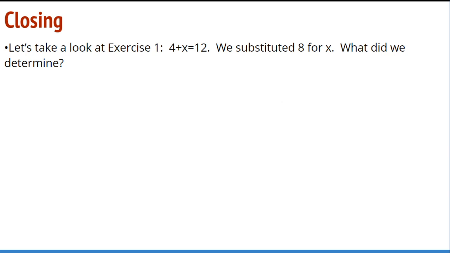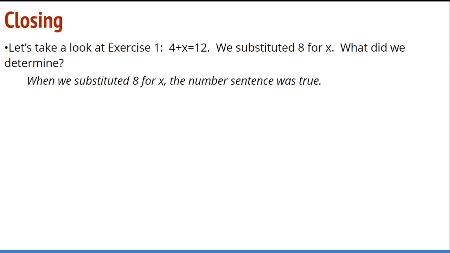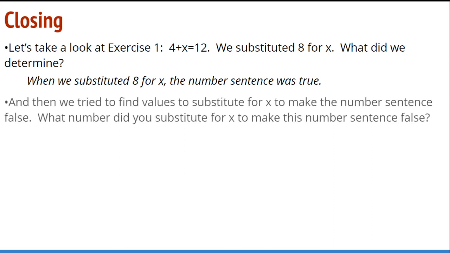But once again, the big idea here is that there was only one number that we could put in to make this true, and that was 8. And of course, a hidden message there is if you have an equal sign, there is usually only one correct answer. Now, I say usually because when math gets a little bit more complicated, there are more ways that are possible to make it true. So when we substituted 8 for x, the number sentence was true.